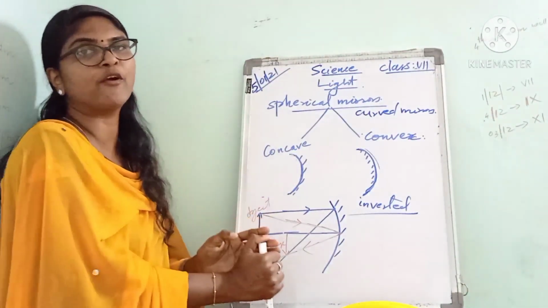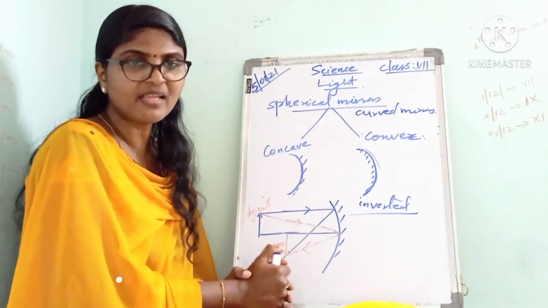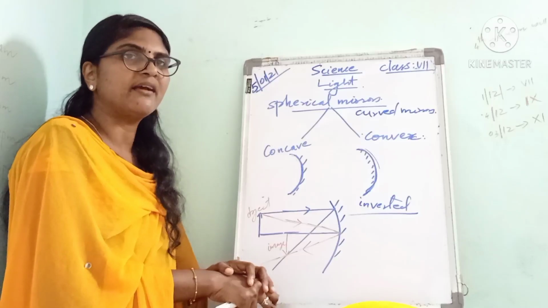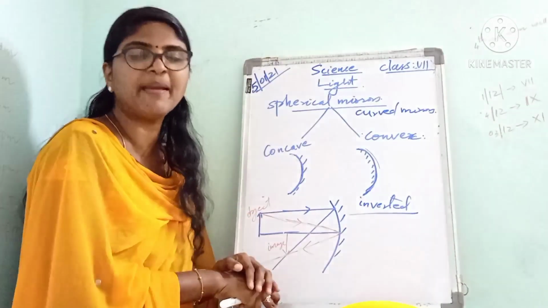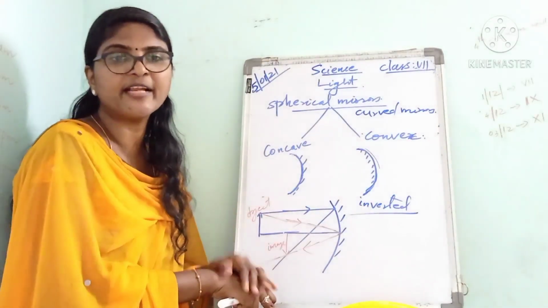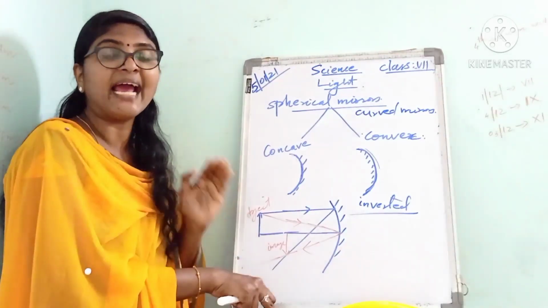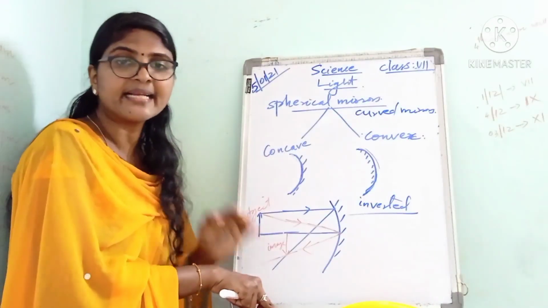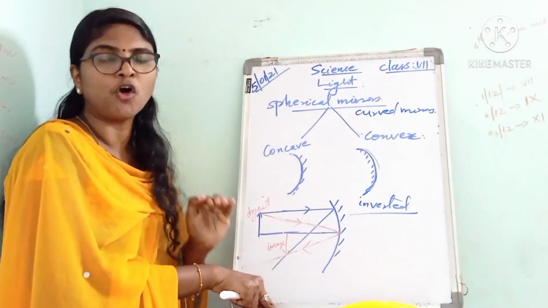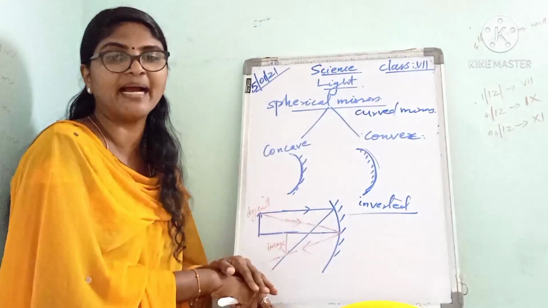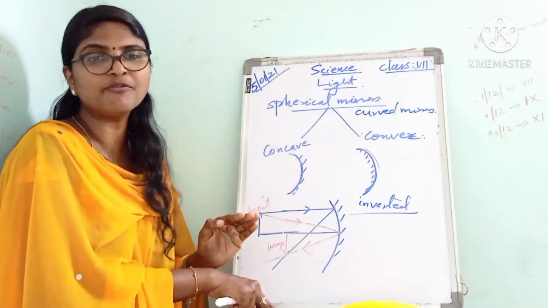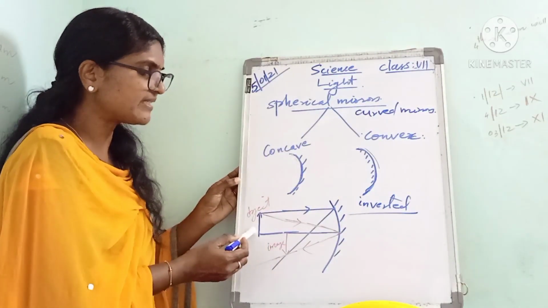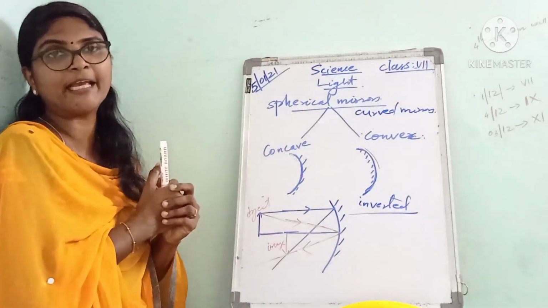The image formed by a concave mirror is an inverted image. Isn't it? And here the real image produced by a concave mirror is formed by actual reflected rays of light. Listen to it. And here we have a diagram that represents the image formation by a concave mirror.